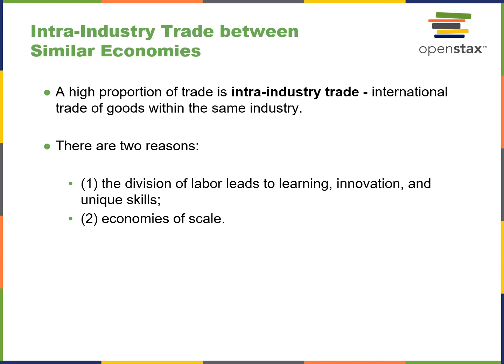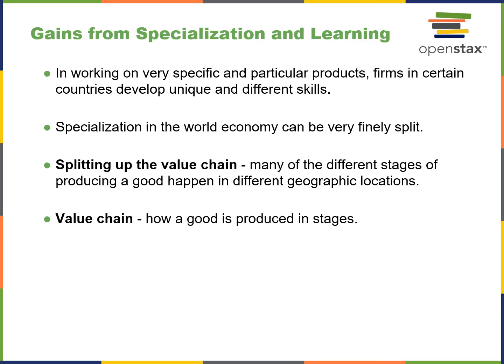Inter-industry trade between similar economies, the high proportion of it exists for 2 reasons. First off, the division of labor, learning, innovation, and unique skills, and then there's an economy of scale argument. So gains from specialization and learning, working on very specific properties, requires countries to develop unique and different skills. And specialization in the world economy can be very finely split.